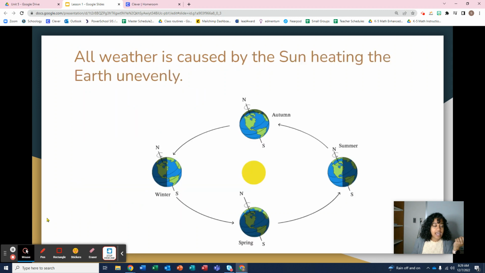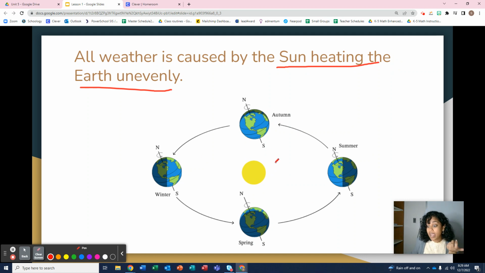Now, let's go ahead and talk about what causes weather. All weather is caused by the sun heating the earth unevenly. So, if we look over here, we have the sun, right? And then the earth moves around the sun. Depending on which way the earth is facing the sun, it's going to determine whether it gets hot or not.